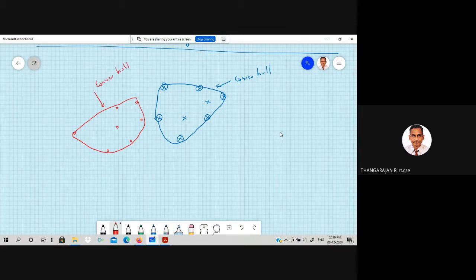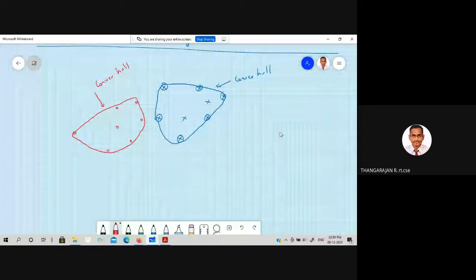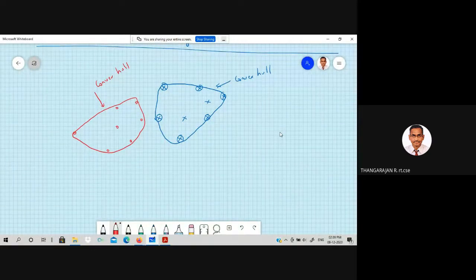Now look at this. Are they disjoint? Yes, they are disjoint. They are not overlapping. So when the convex hull of one set of data points and the convex hull of the other set of data points are disjoint, then we can say that this class is linearly separable. We can linearly separate. So you have algorithms to find the convex hull.